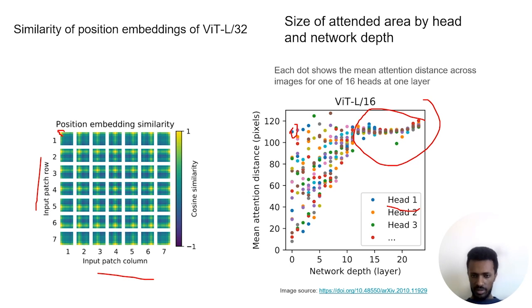But if we want to see how convolutional layers behave, usually it's going to be like this. For much lower network depths, you only have localized attention, but as you grow the depth, you will have more global attention, similar to the vision transformer.